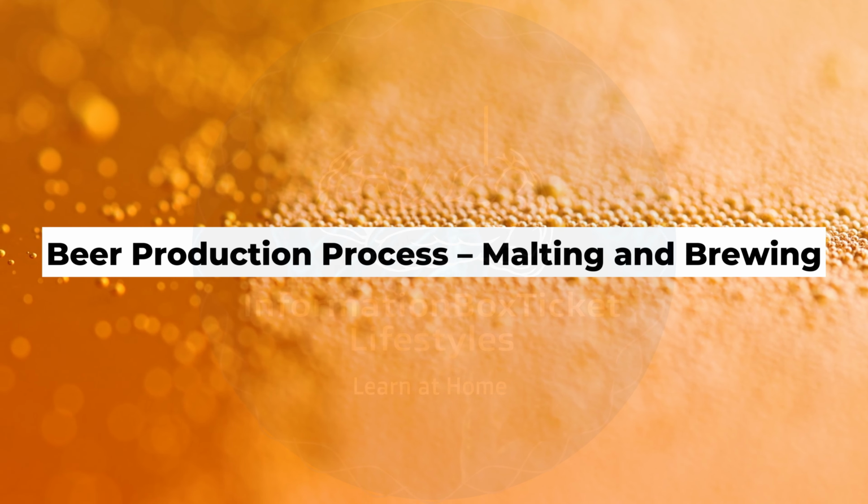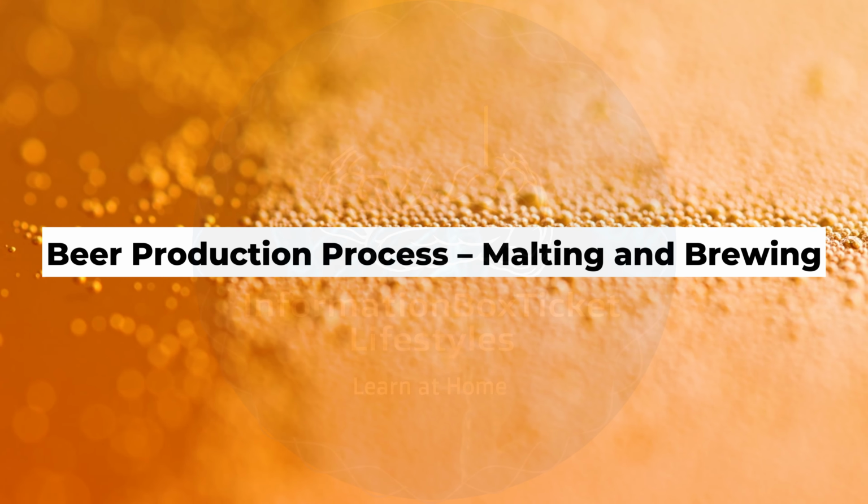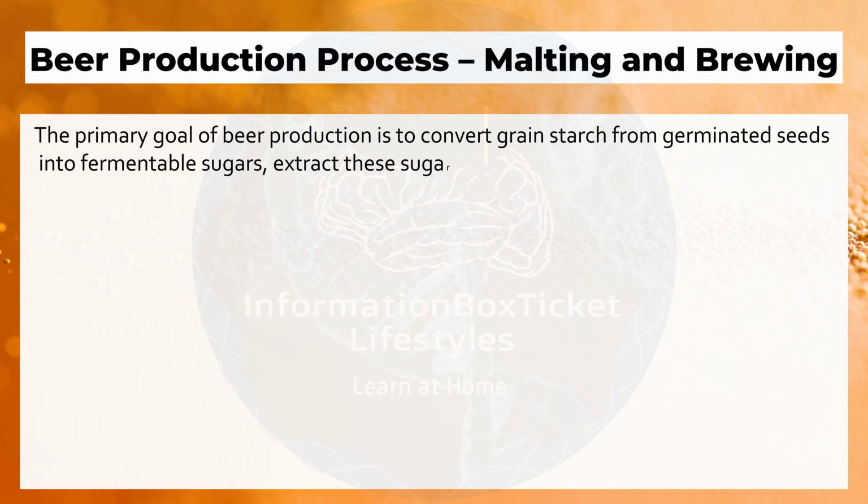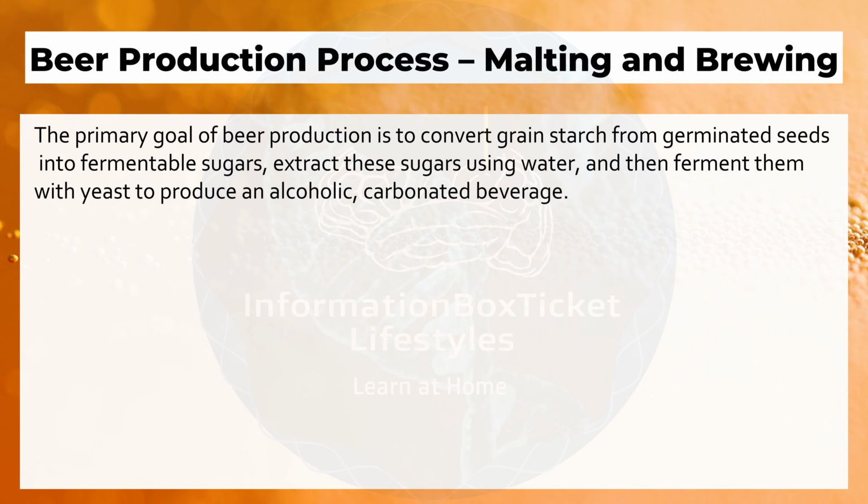Beer production process: malting and brewing. The primary goal of beer production is to convert grain starch from germinated seeds into fermentable sugars, extract these sugars using water, and then ferment them with yeast to produce an alcoholic, carbonated beverage.